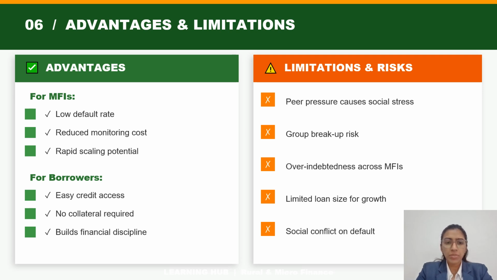And now, the limitations of the model. Peer pressure causes social stress. There is group break-up risk, over-indebtedness across MFIs, and limited loan size for growth, which turns into a sour relationship. Over-indebtedness means the borrower sometimes takes loans from multiple MFIs. Limited loan size is not suitable for growing businesses that need larger credit. Social conflict means the group dynamics can get complicated.